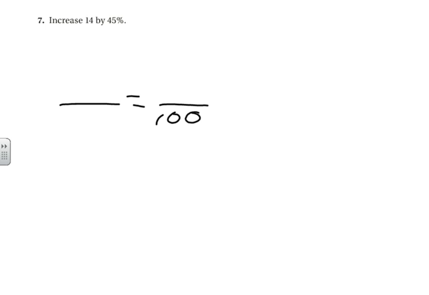Here's the proportion that we're used to using, right? We have a number, 14. Is that the new number or the original? We're going to increase 14 by 45%. So that's the original, so it goes here.